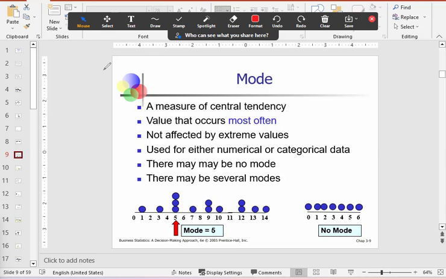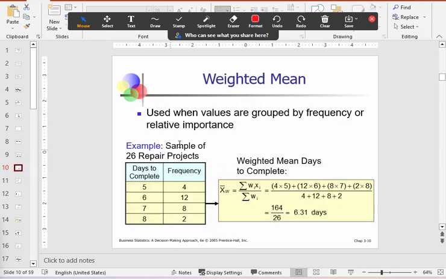So mod, I have given you an example of where the mod is used in our decision making. Next is the weighted mean example, where we have number of days and its frequency. What we did was multiply the weight with the number. So 4 into 5 plus 6 into 12 plus 7 into 8 plus 8 into 2, divided by the sum of the frequencies, 4 plus 12 plus 8 plus 2.